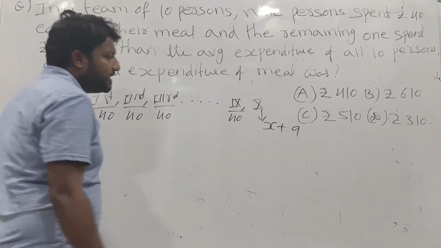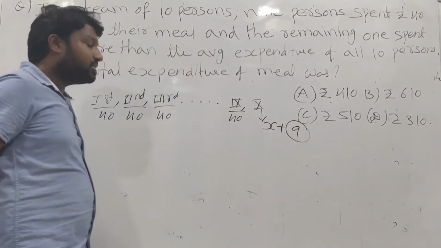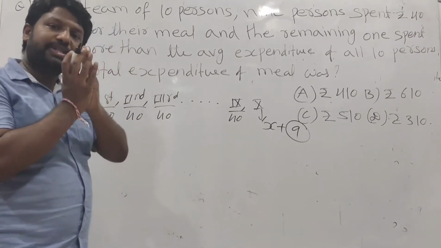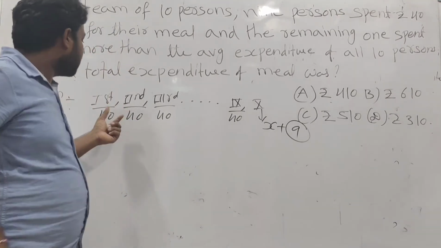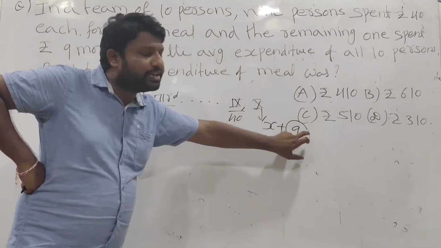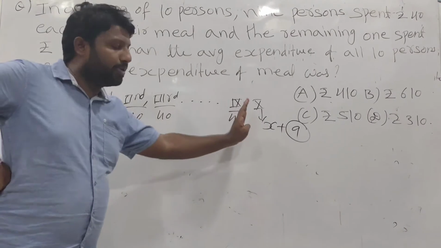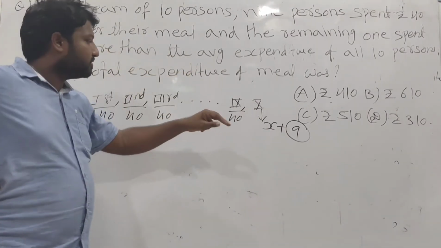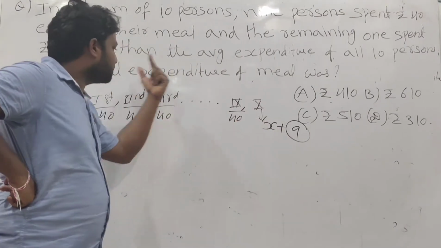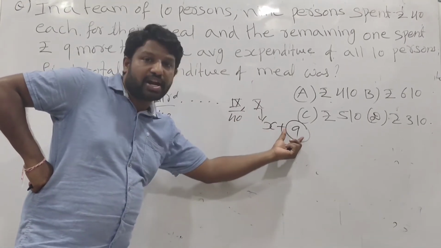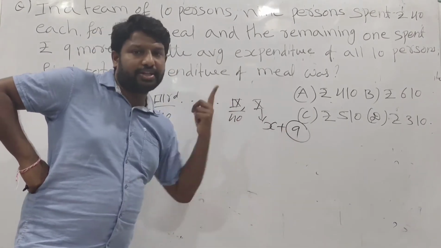Now see this. Why is he spending this 9 rupees more? Because these 9 people have spent rupees 9 less than the average value in total. This 9 people have spent a total of 9 rupees less than the average value. That's why that extra 9 rupees amount is spent by the 10th person.